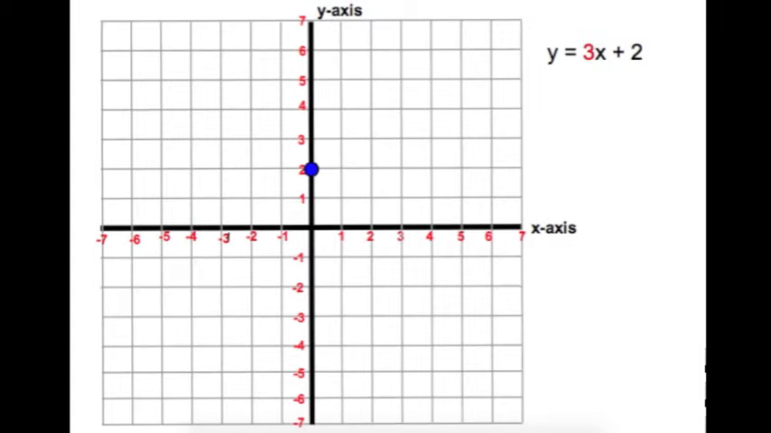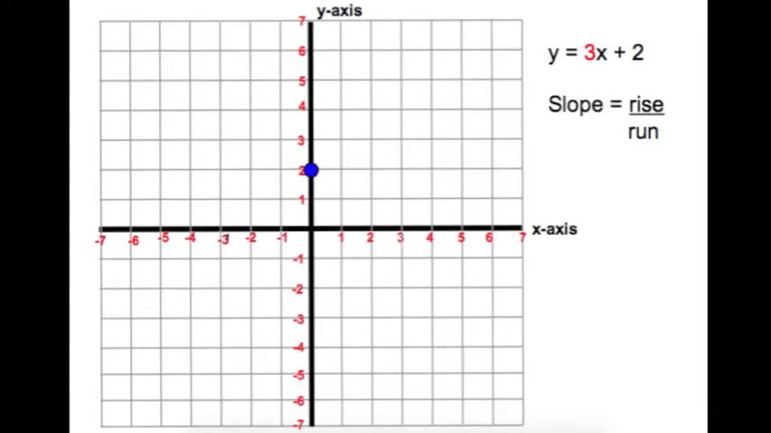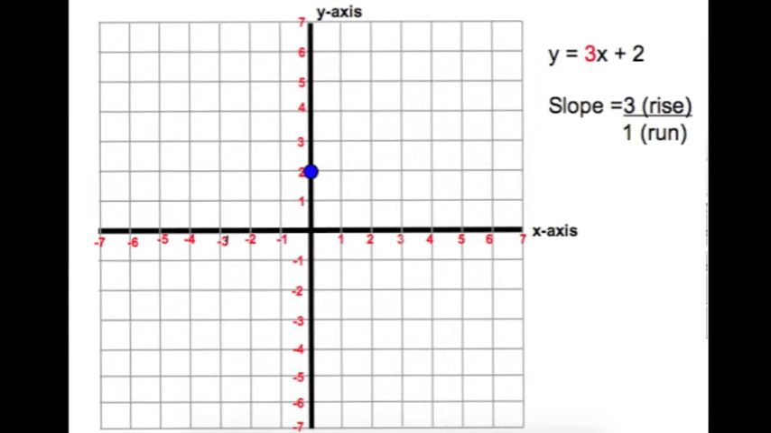Now, we will use our slope to find a second point so that we can draw a line to represent y equals 3x plus 2. Slope is represented by rise over run. Our slope is 3. We will write 3 in fraction form to mirror rise over run. So, starting at our y-intercept, which is 2, we will rise 3, then run 1.